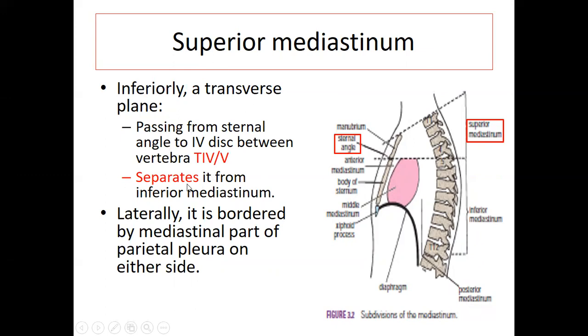Transverse plane, it spreads from the inferior. Below here we have the inferior mediastinum. Laterally it is bordered by the mediastinal part of the parietal pleura on the other side. On the lateral side, that is the boundary of the superior mediastinum.